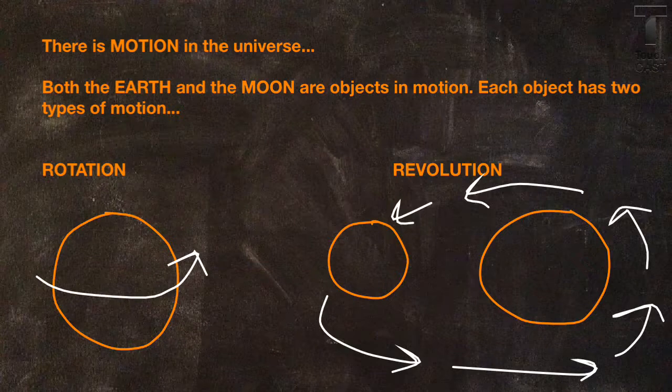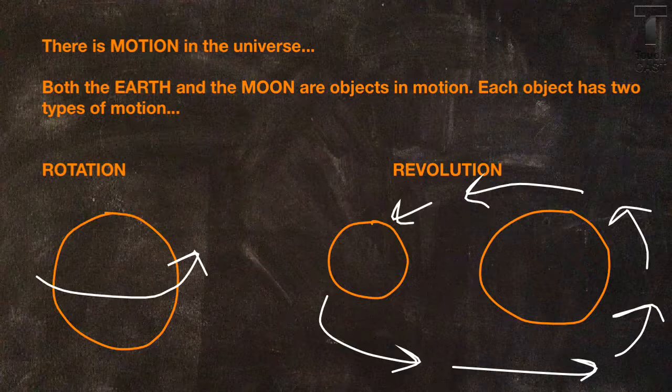Both the Earth and the moon are objects that are constantly in motion. So they follow Newton's law of inertia. An object at rest stays at rest, or an object in motion stays in motion. And both the Earth and the moon have been in motion for millions of years. Now, both Earth and moon have two types of motion that they go through.